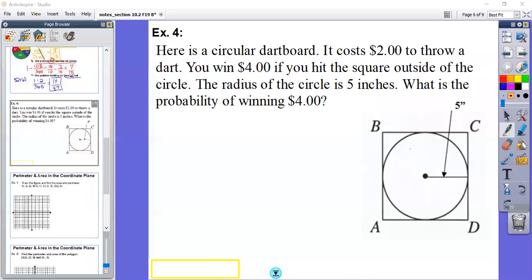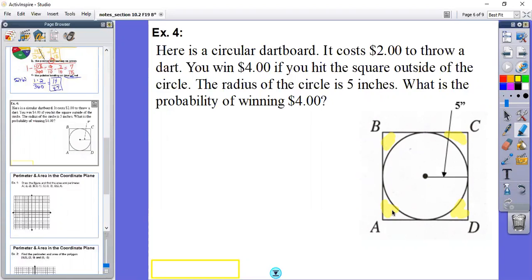Okay, we've come to our last example that is about geometric probability. So they said, here is a circular dartboard. It costs $2 to throw a dart. You win $4 if you hit the square outside of the circle. So I want to think about what that means. I win $4 if I hit the square outside of the circle. So what they're talking about there is the square outside of the circle, these little corner things, those parts.